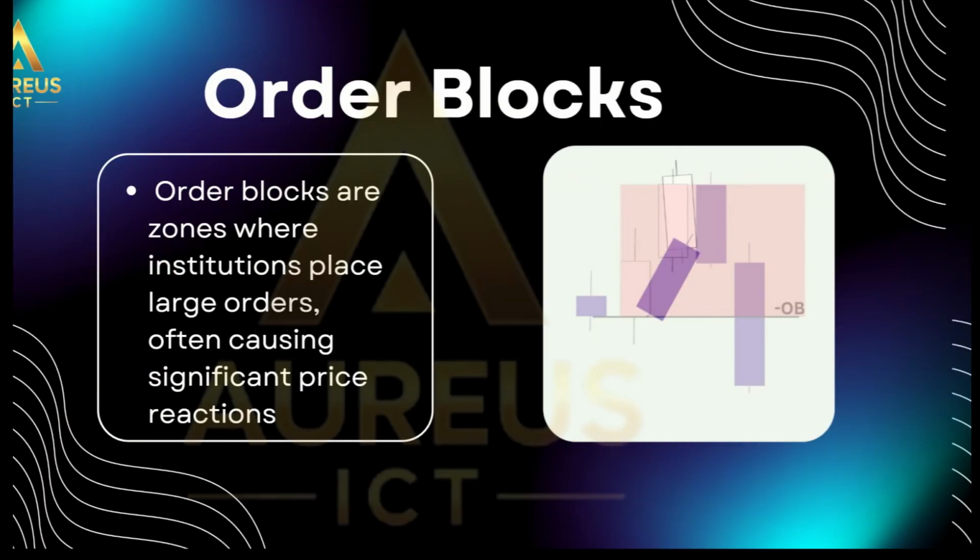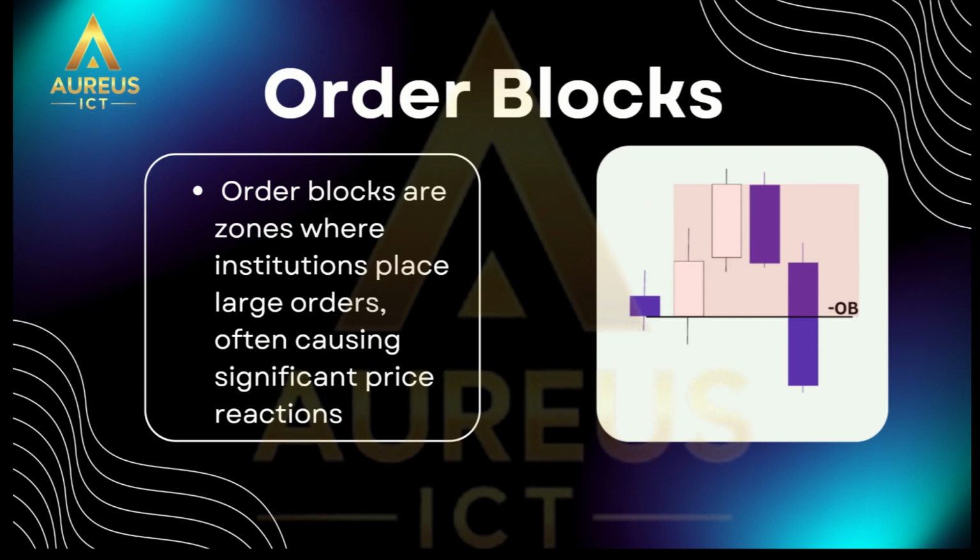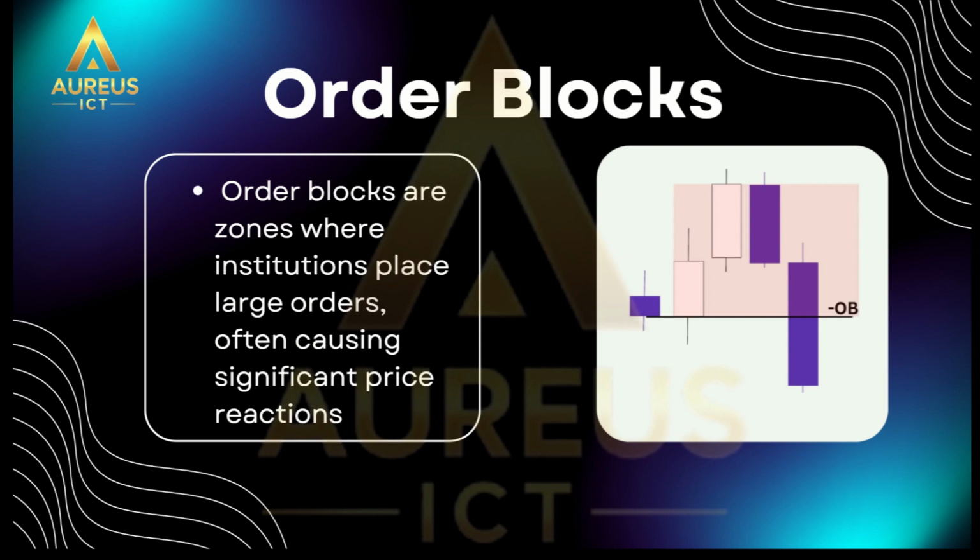And let's now talk about order blocks. Order blocks are simply zones where institutions place large orders, often causing significant price reaction. Now you see, when price goes back to an order block, most of the time we know that institutions are placing orders here, and therefore that order block will hold and maybe push price lower or push price higher.